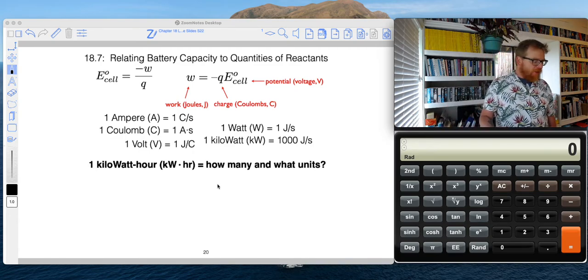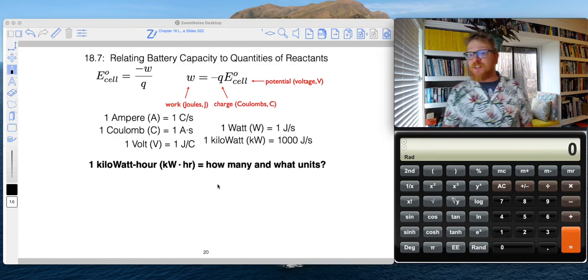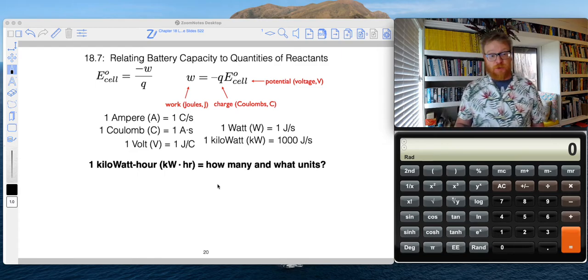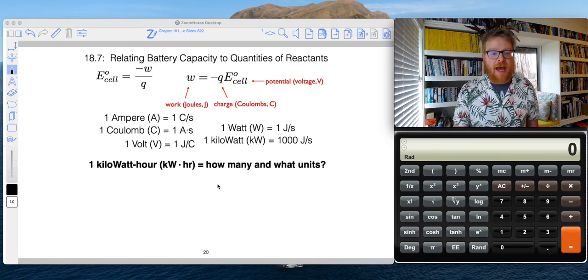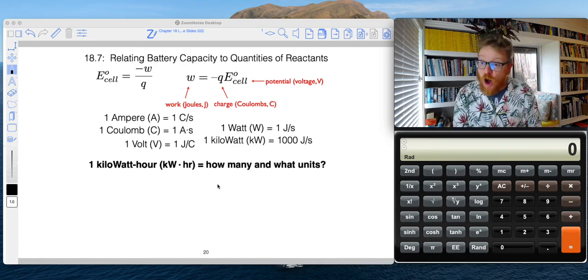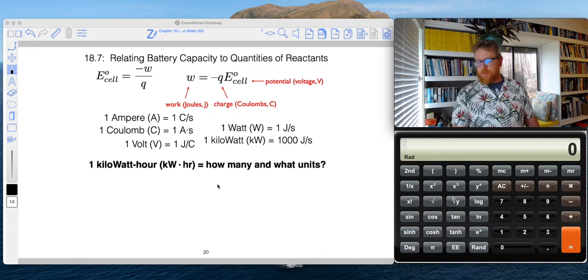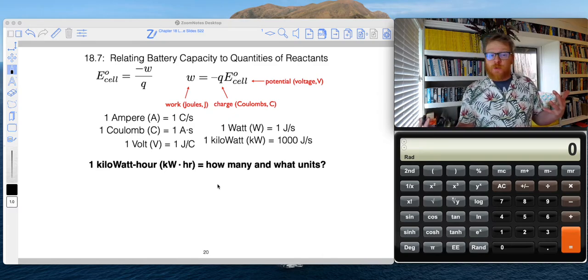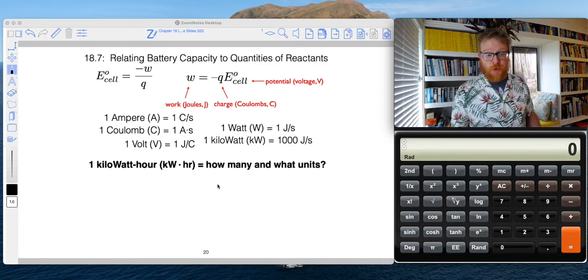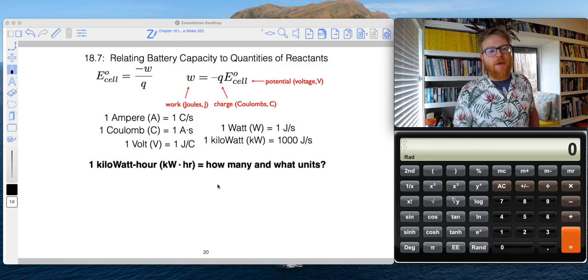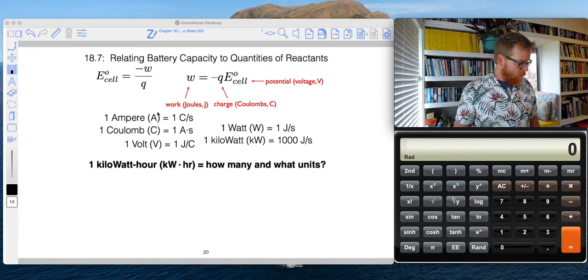We're going to start getting into what I like to think of as practical calculations with electrochemical cells, such as: how much energy do you get out of this thing? How long will it take you to charge your battery? And also, how much will it cost you to charge your battery? So we can calculate all of these things based on the equations that we've discussed, which is pretty cool.